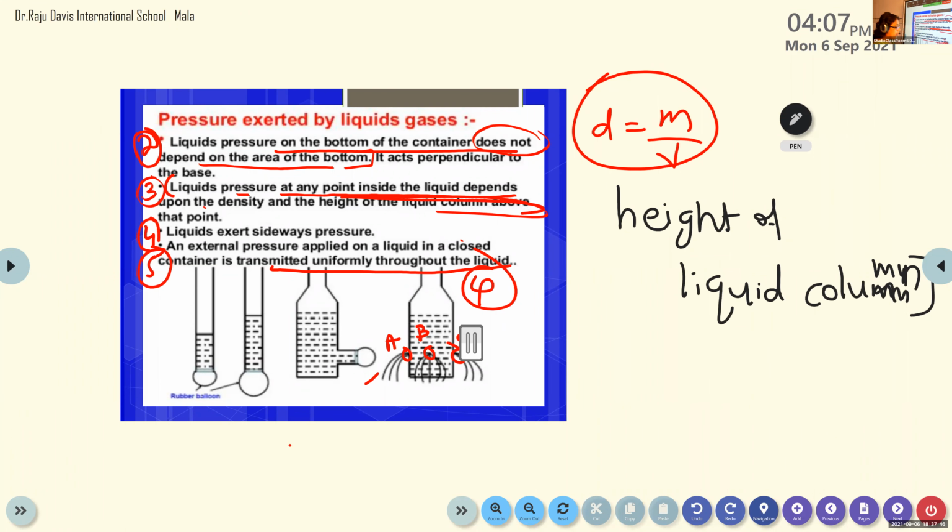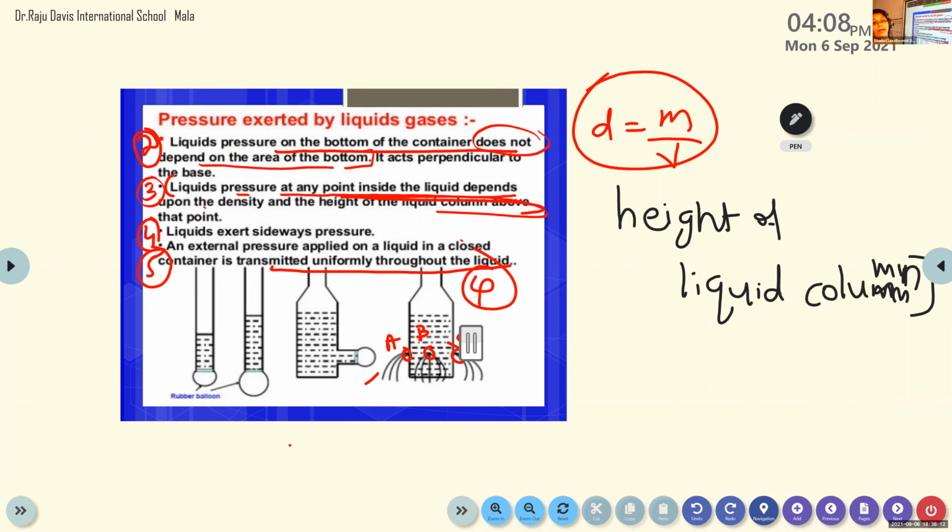Suppose you have three people at the same level. A, B, C are three children inside the swimming pool at the same height, and all three equally experience the pressure. So that is the meaning of the fifth point: an external pressure applied on a liquid in a closed container is transmitted uniformly throughout the liquid.